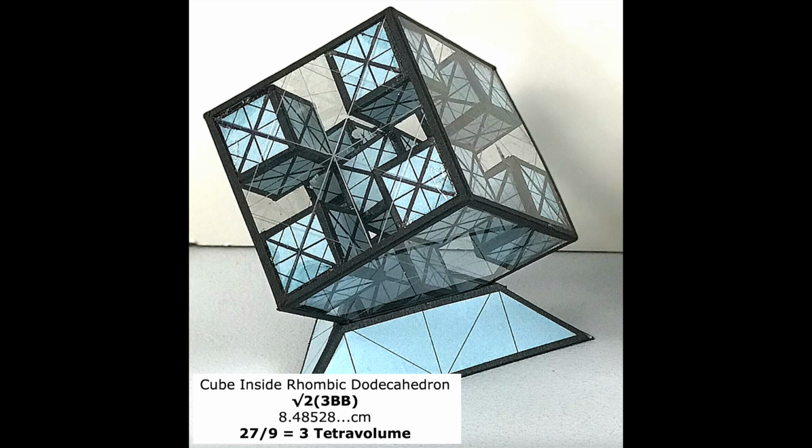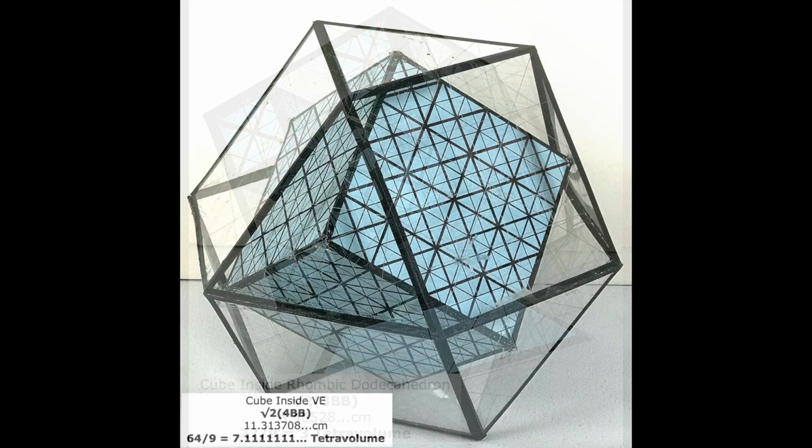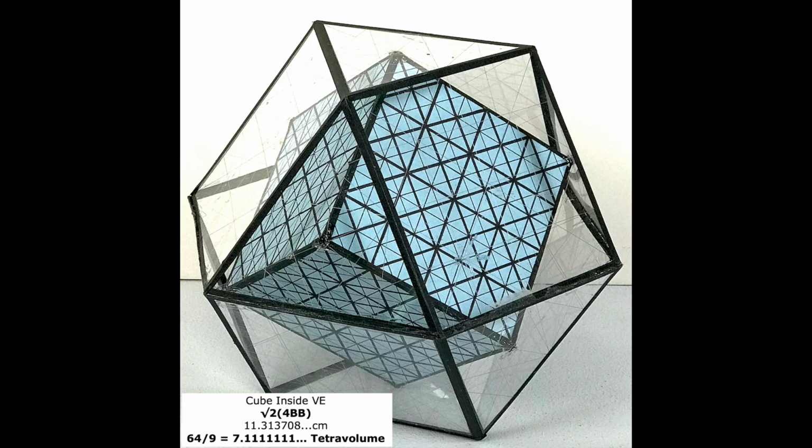We know if you double the size of a structure, you increase its volume by 8, a 1:8 ratio. If you triple the size, we now know you increase its volume 27 times, a 1:27 ratio. This is always true. The cube inside the 6bbVE has an edge of a square root of 2 4bb and a volume of 64/9 TV.